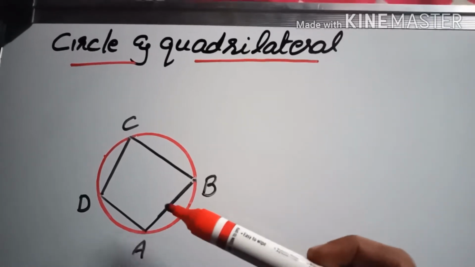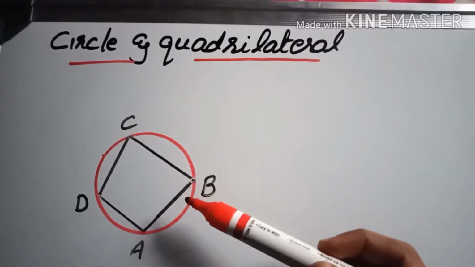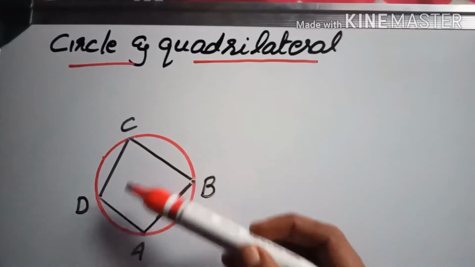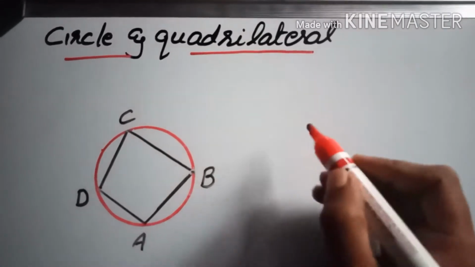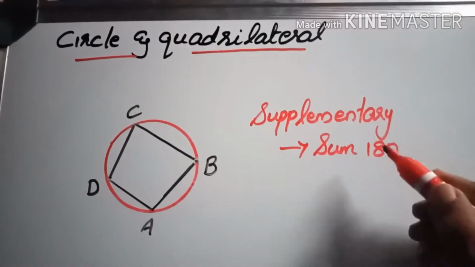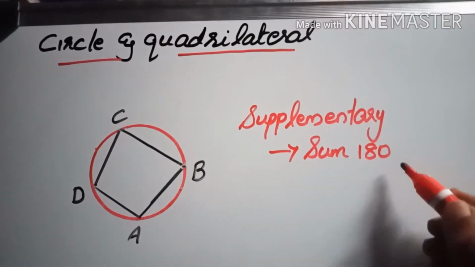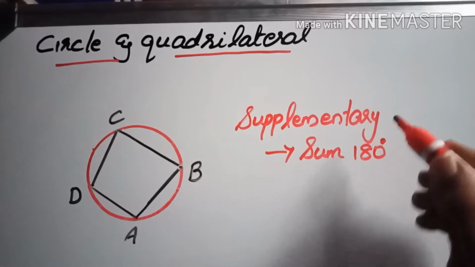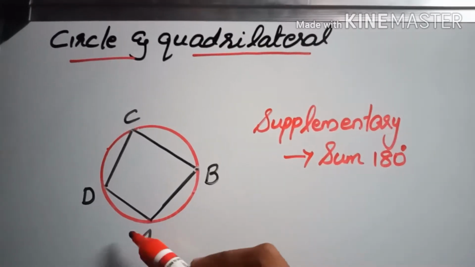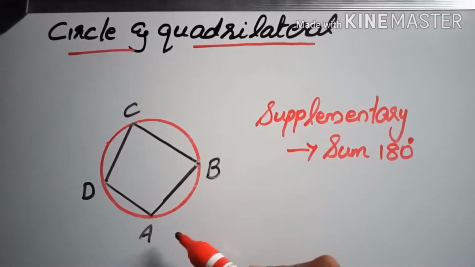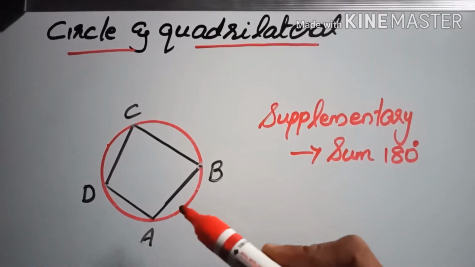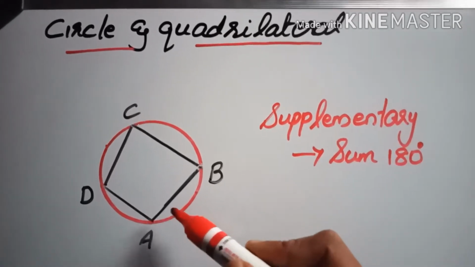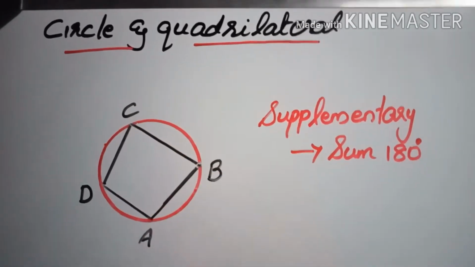So, in this case, we can say that opposite angles will be supplementary. Supplementary means what? Supplementary means sum 180 degree. Okay, sum 180 degree, that is supplementary. So, if all the four vertices of a quadrilateral are on the circle, in that case, we can say that opposite angles will be supplementary.